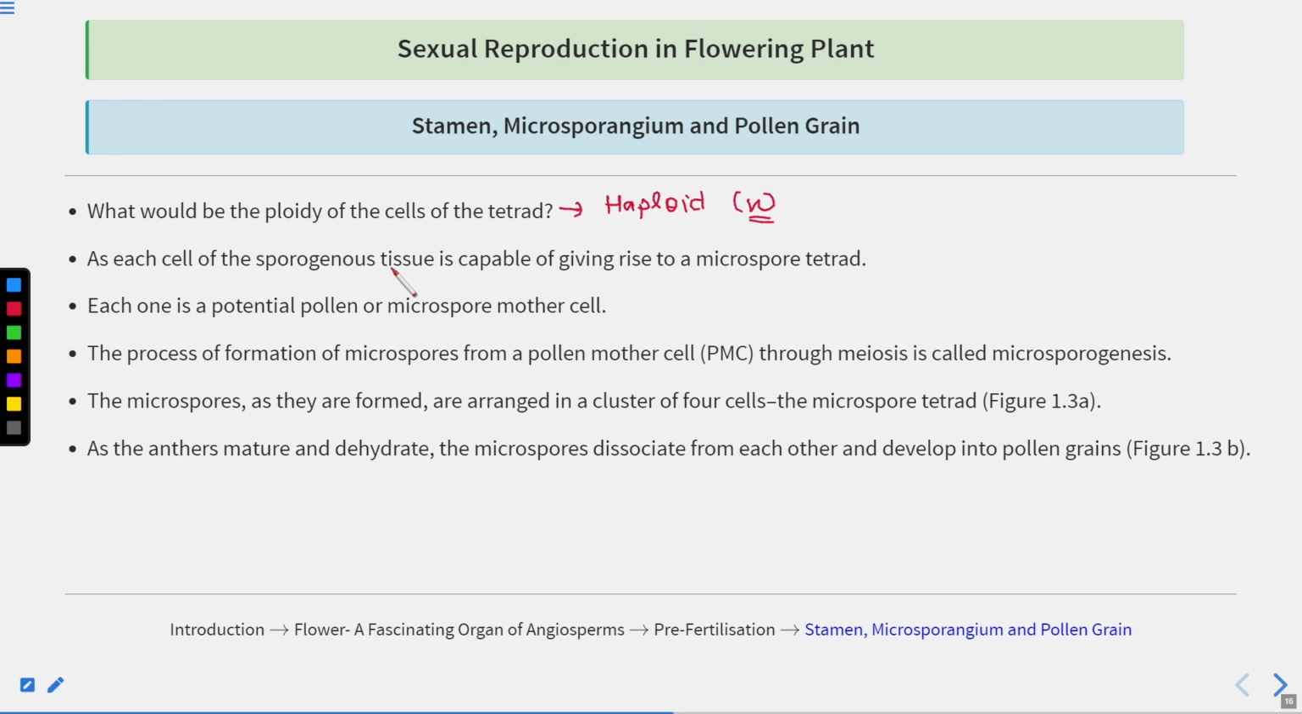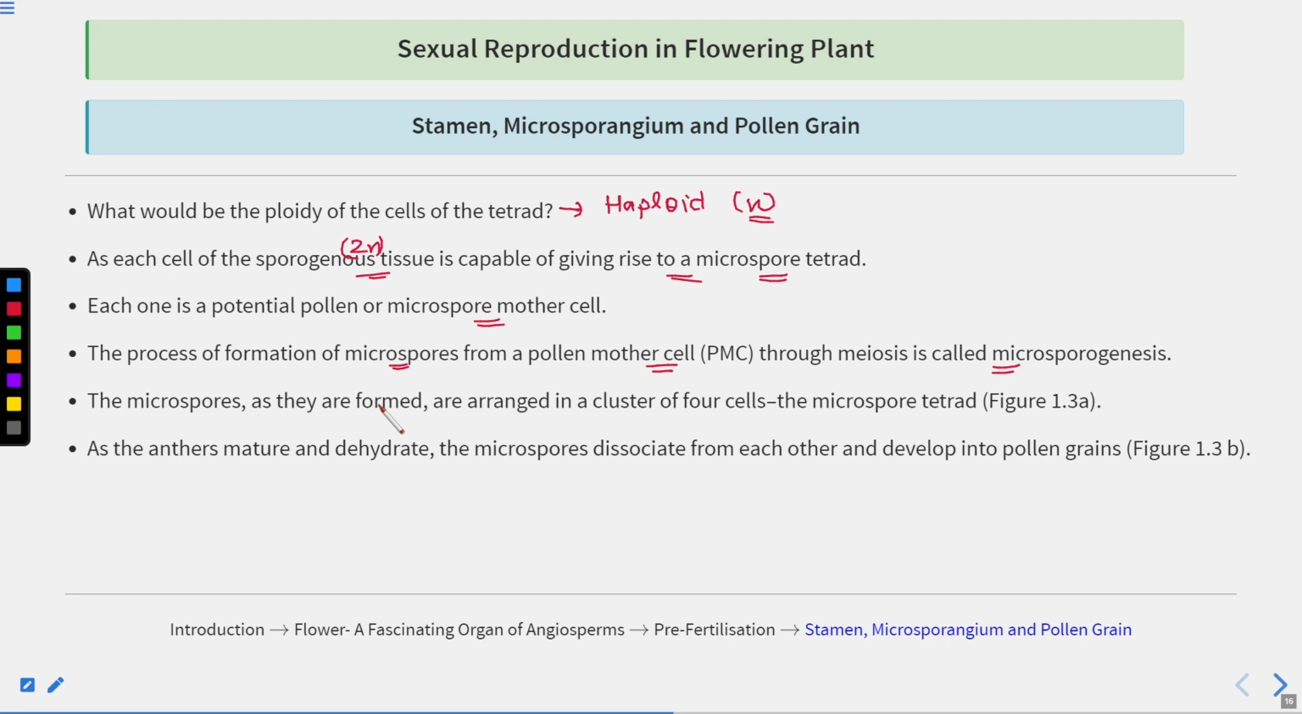Now, as each cell of the sporogenous tissue is capable of giving rise to a microspore tetrad, clear? So each cell of the sporogenous tissue, which is diploid, can undergo meiosis and give rise to a microspore tetrad. Now, each one is a potential pollen or microspore mother cell. Clear? Now, the process of formation of microspores from the pollen mother cell through meiosis is known as microsporogenesis. So, how can we define microsporogenesis? It is the formation of the microspores from the pollen mother cells, also known as the microspore mother cells. Clear? This is known as microsporogenesis.